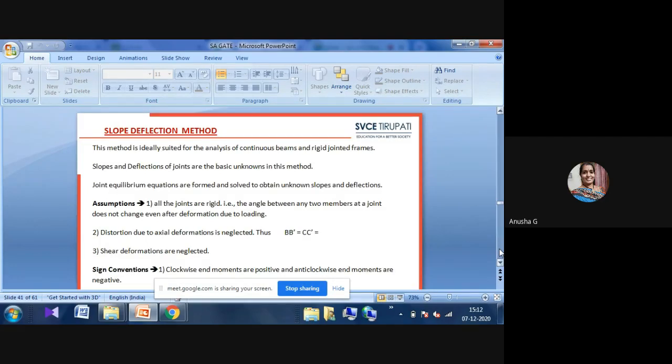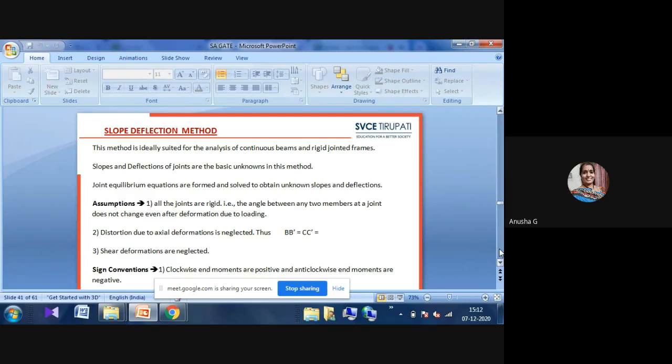According to the slope deflection equation, the main assumptions are also very important. Every time they will ask about the slope deflection assumptions. There are 3 assumptions. First, we consider all the joints rigid, so the angle between any 2 members at the joint does not change even after deformation due to loading. That is the first assumption. Second, distortion due to axial deformation is neglected, so whatever the distortion at B dash must equal C dash. And then the shear deformations are neglected here.